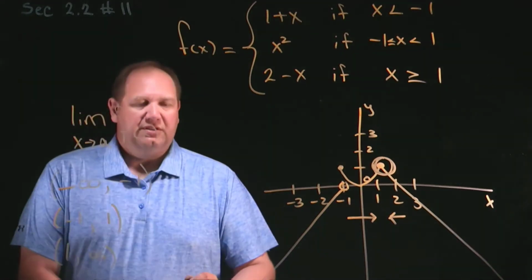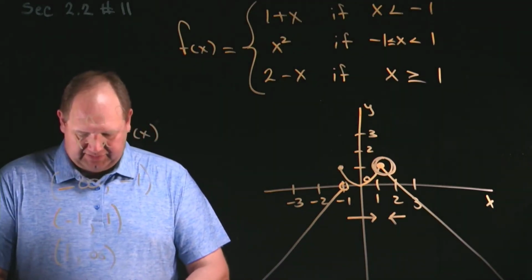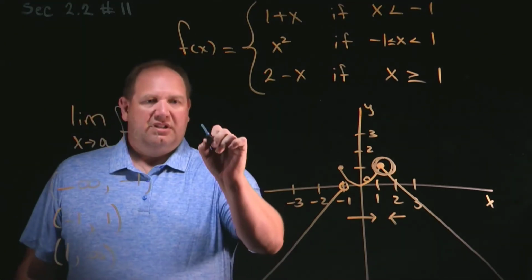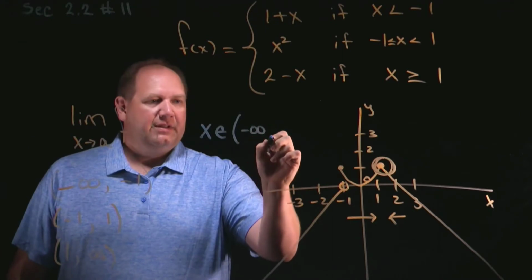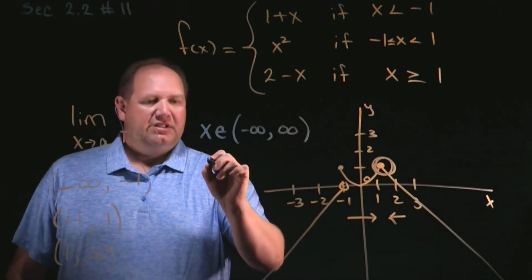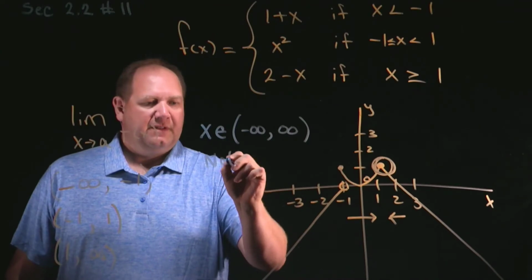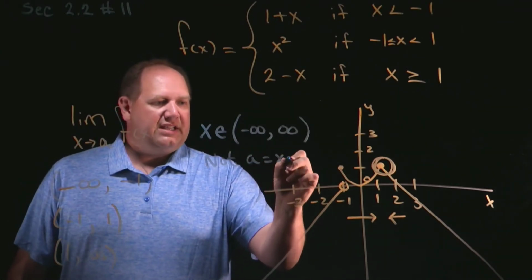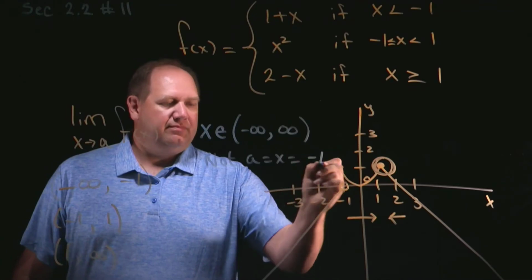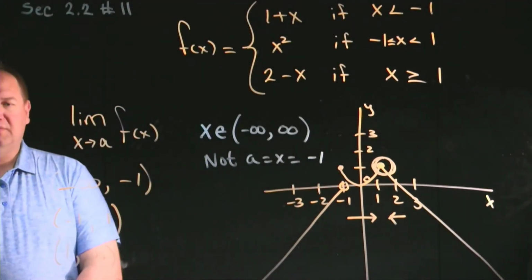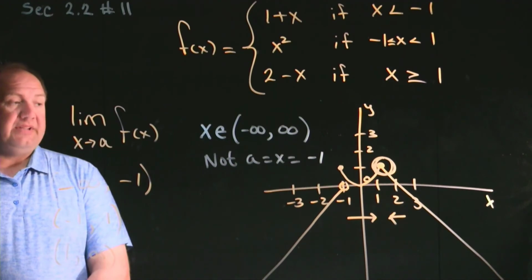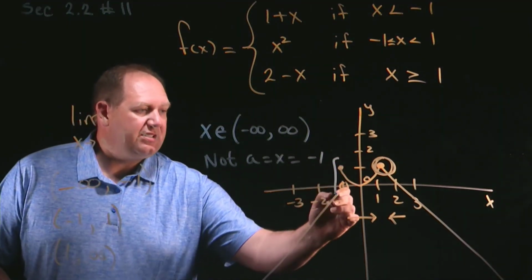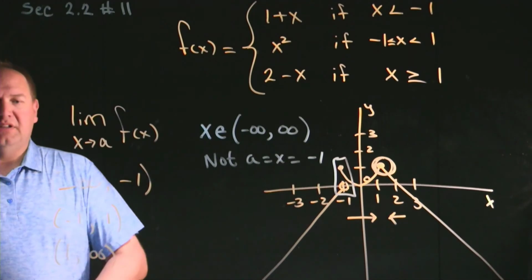So really, our final answer would be x, where it's an element of -infinity to +infinity, except a equals x equals -1. So a is equal to x is equal to -1. There's no limit there, but everywhere else there is. So only this place at -1 is there no limit.